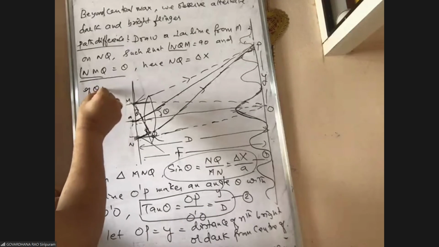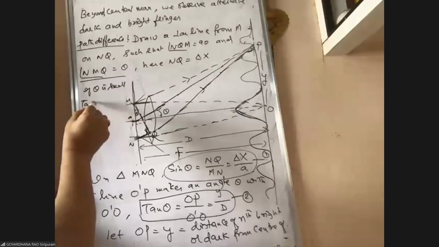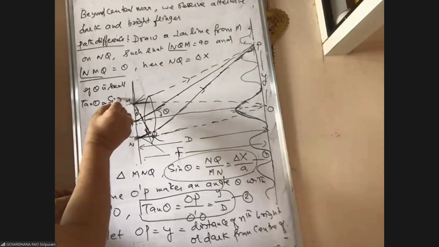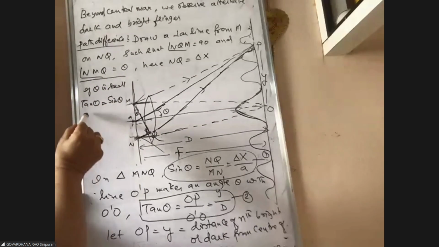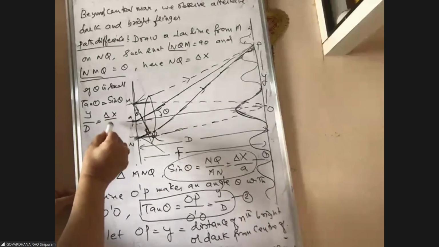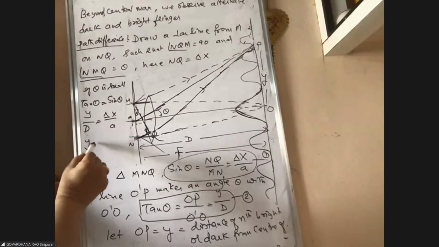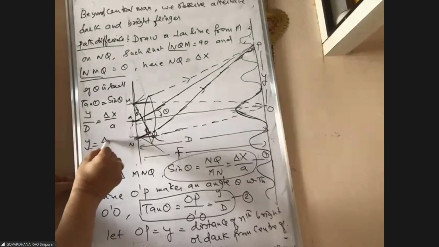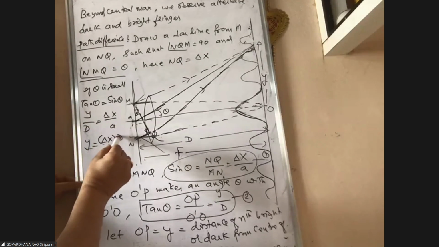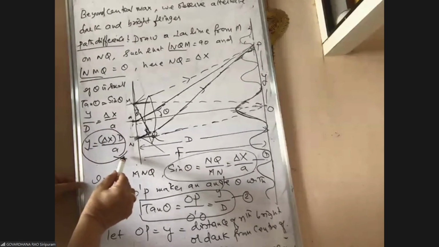If theta is small, tan theta equals sin theta. Tan theta is Y by D, sin theta is delta x by a. So Y equals delta x into capital D by a. This is the third equation.